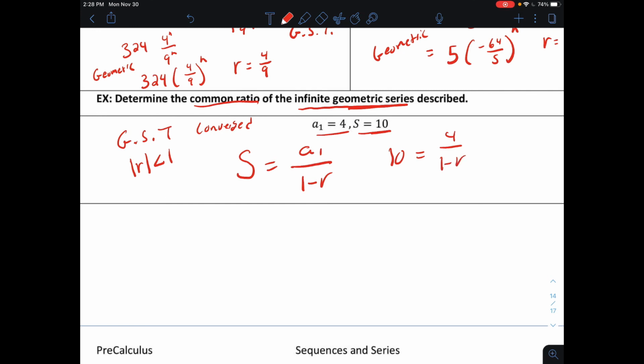So I could multiply 1 minus r to the other side, and I get 10 minus 10r is equal to 4, which means I get 6 is equal to 10r. Divide by 10, you get 3 over 5 equals r. So that was the common ratio.